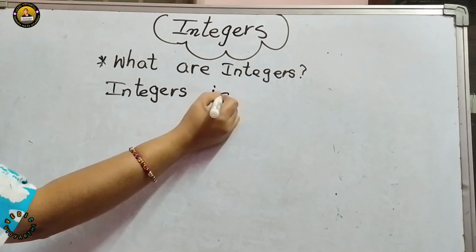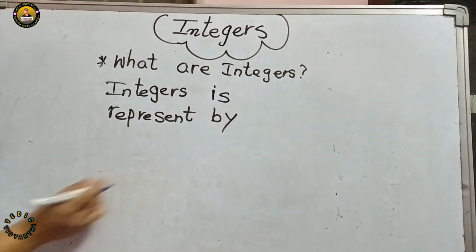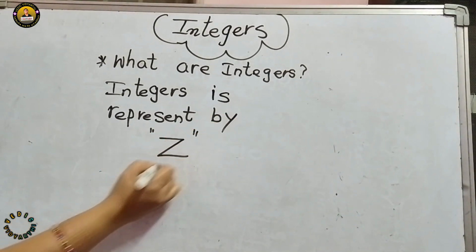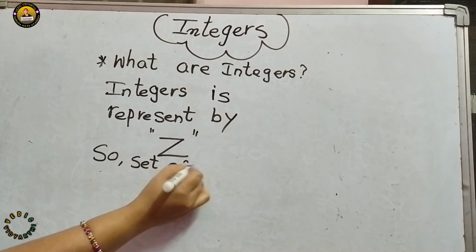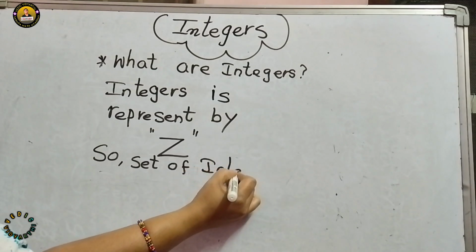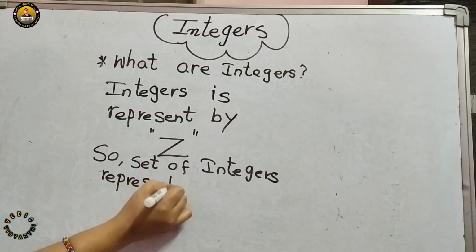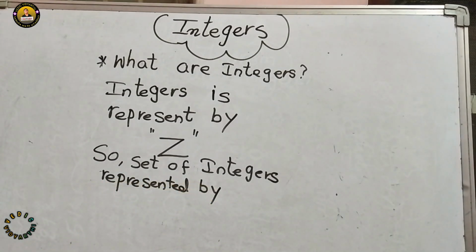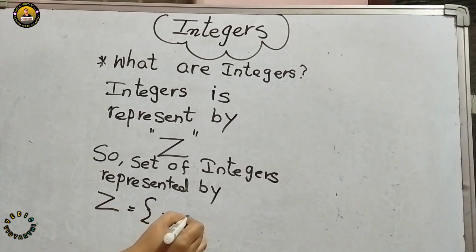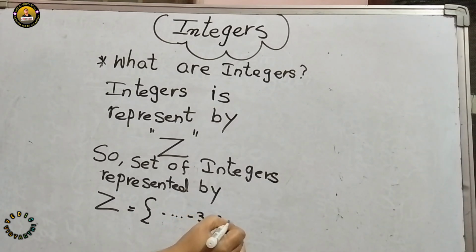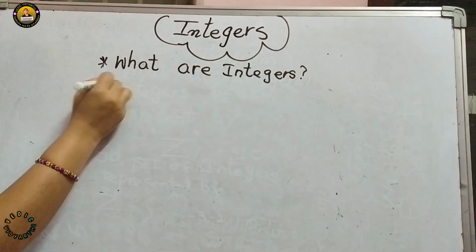Integers is represented by capital letter Z. So, the set of integers is represented by Z: -3, -2, -1, 0, and let's take positive numbers and so on, like this.